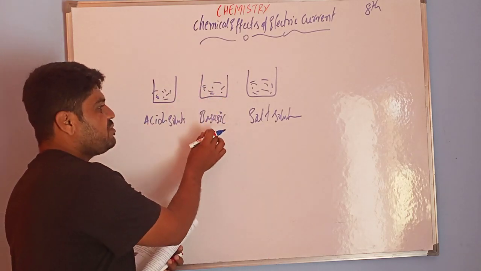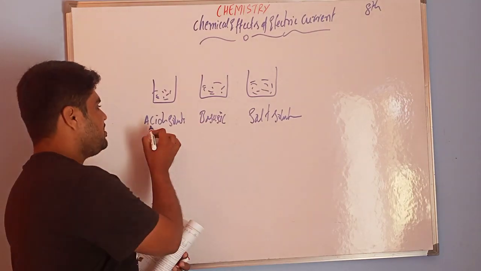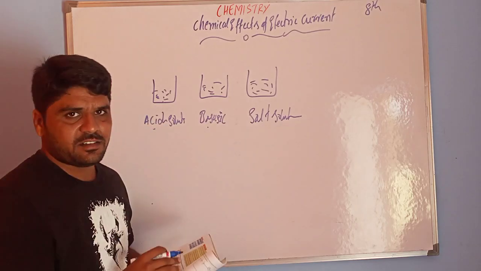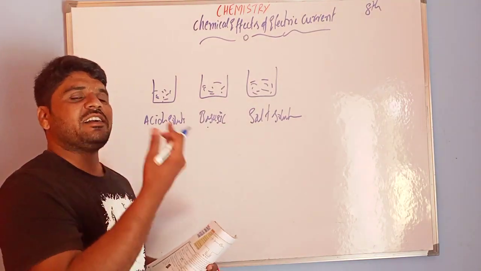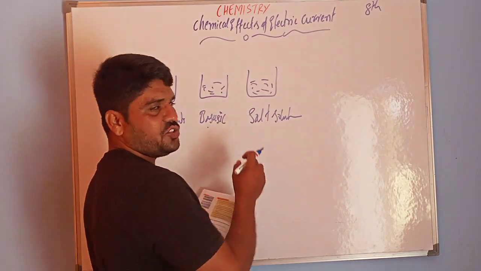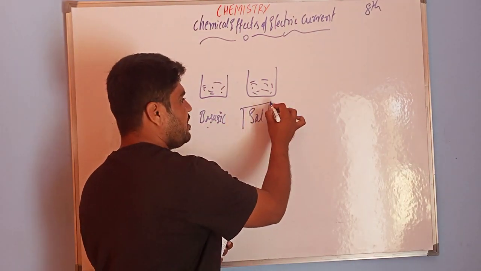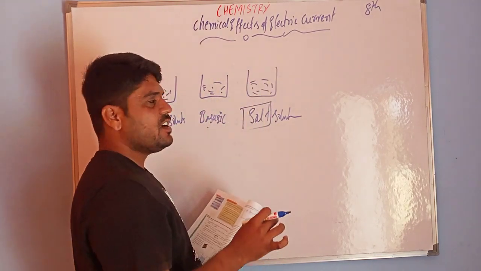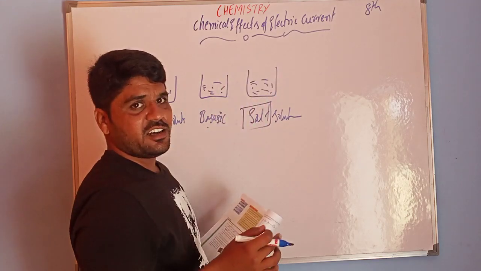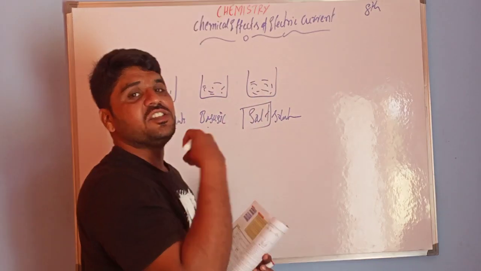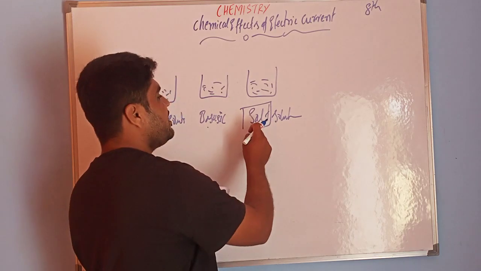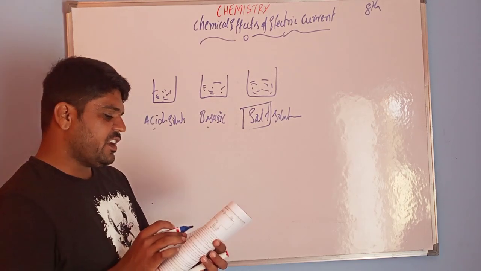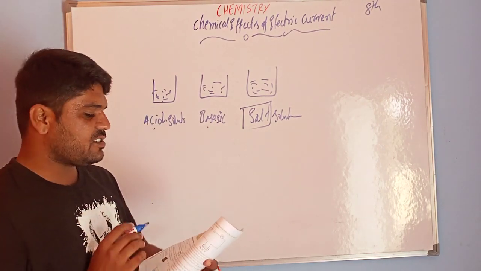Why do acid solution and basic solution conduct electricity? Because acids and bases contain ions, and ions are responsible for conduction of electricity. Salt alone does not conduct electricity. When salts dissolve in water, they dissociate into ions. Then only it conducts electricity. So for the first dash you have to fill acidic, basic and salt solution.